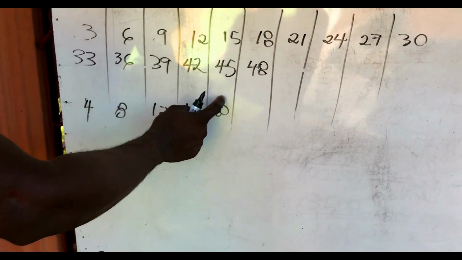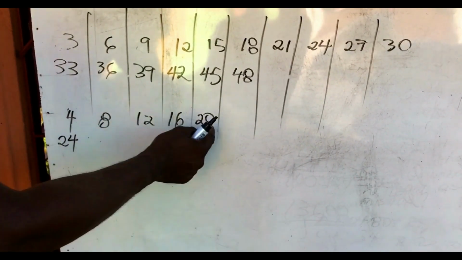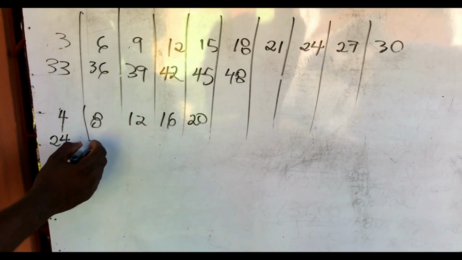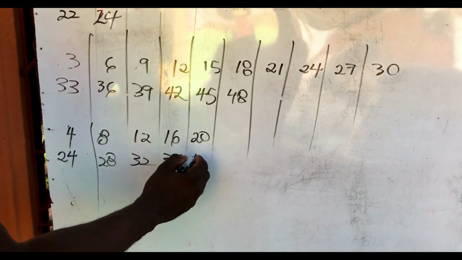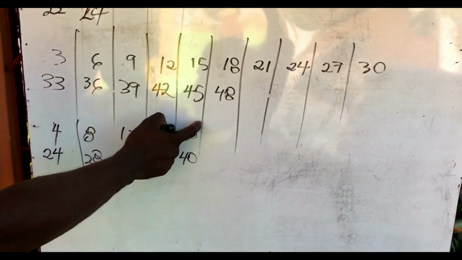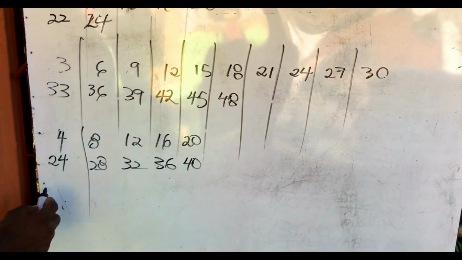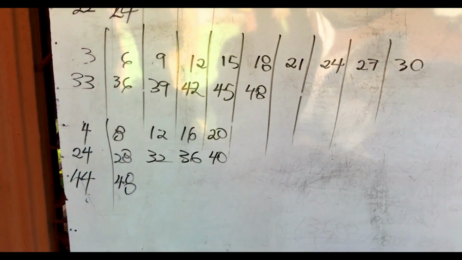So 4 fives is 20. Our 6th multiple of 4 then must be 24, because we add 4 to the 20, 24. So under this column we must have 28, then 32, then 36, then 40. So in other words, 4 6 is 24, 4 7 is 28, 4 8 is 32, 4 9 is 36, 4 10 is 40, then 4 11s must be 44, and 4 12s is 48.